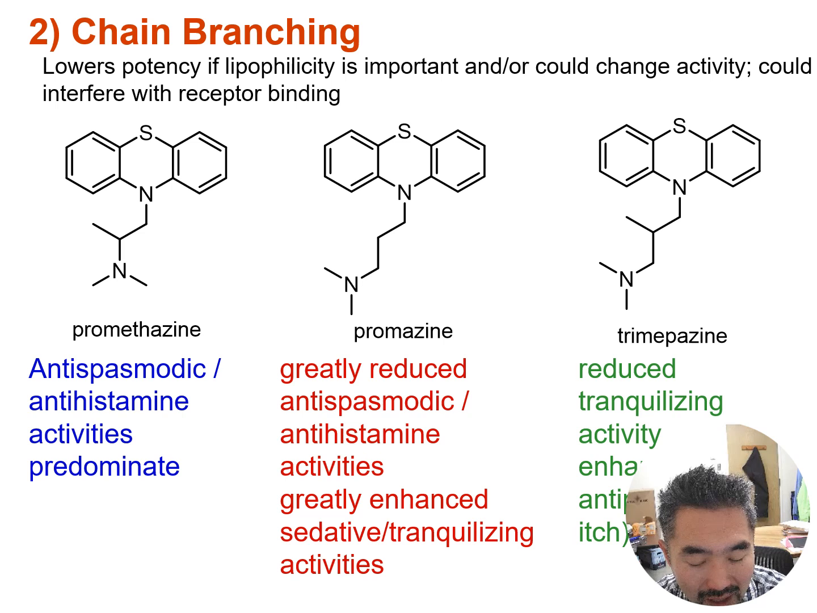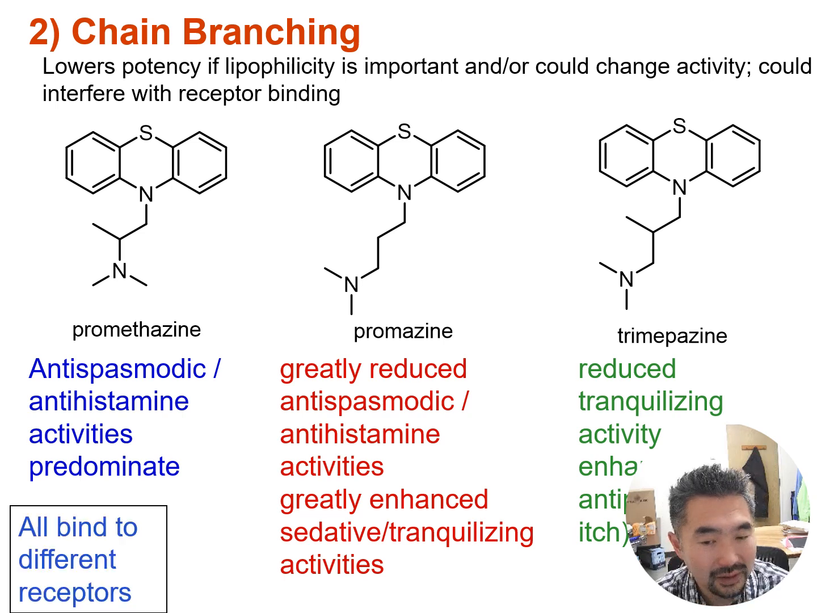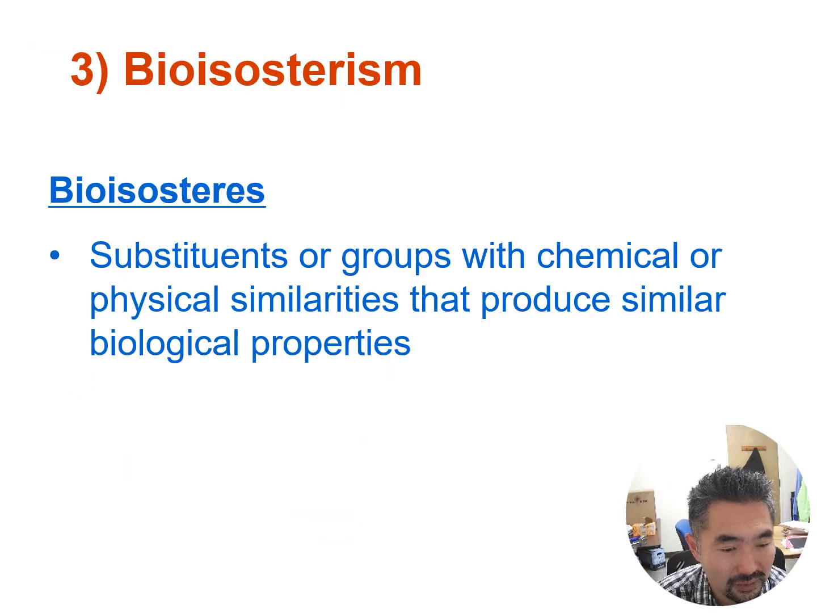But now you can enhance the antispasmodic activity and whatnot. So what this tells you is that first of all, all these 3 are known to bind to different receptors, or at least different subtypes. That's because the little bit of branching makes it not very bindable to the other receptor, but it can still bind to this other receptor very well. So chain branching is a nice way to modify your lead.